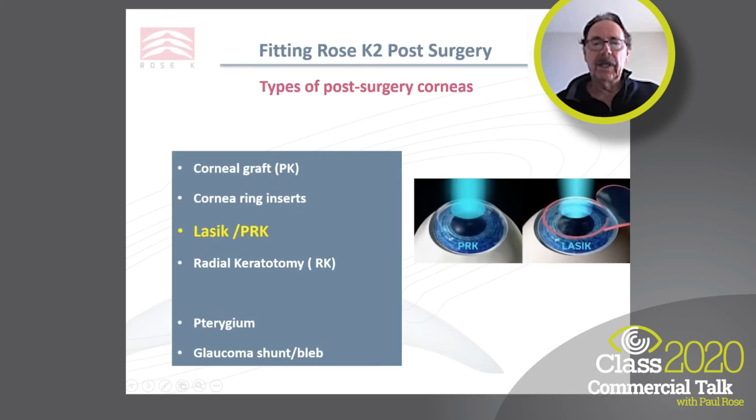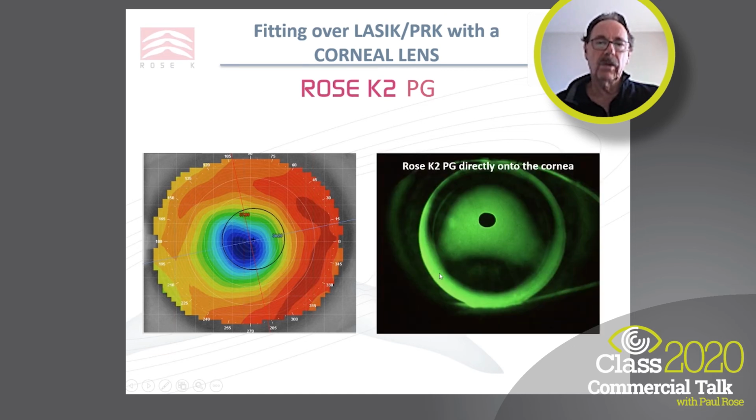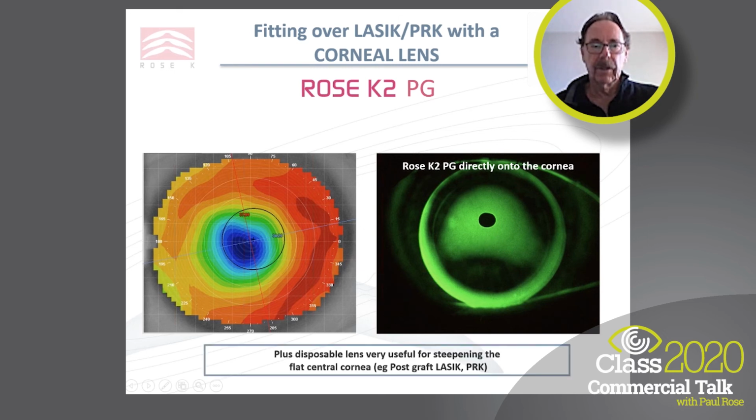What about LASIK and PRK? When we get ectasia, we sometimes need to fit a corneal or a semi-scleral lens. This is the typical map you see with LASIK, where you have a very, very flat area over a small central area. And when you try to fit it with a lens, even though you are bearing quite heavily in this area, you get a lot of pulling and often you get bubbling, which is hard to get rid of.